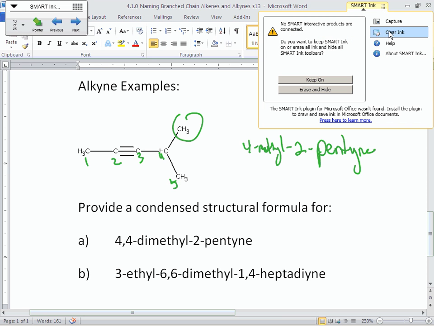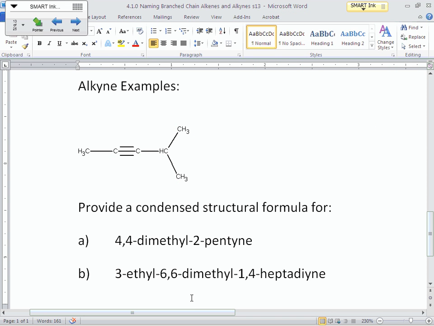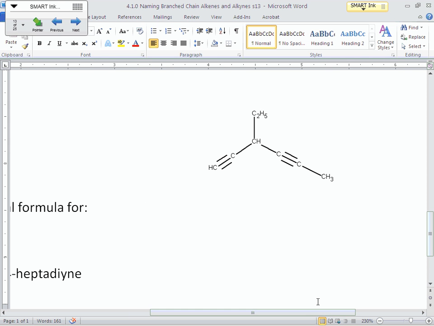Clearing. Can I clear? Clear. Moving over. Which one's my number one carbon? What side? Left? Yep. Because it's got to have the smallest number, right? 1, 2, 3, 4, 5, 6. With a branch up there.